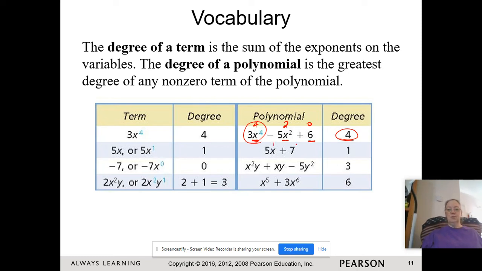Degree 1, degree 0, the biggest is 1, the polynomial has degree 1. 3, 2, 2, biggest one is 3, the polynomial has degree 3. We've got a 5 and we've got a 6, degree 6. Take the highest degree term, and that's the degree of the polynomial.